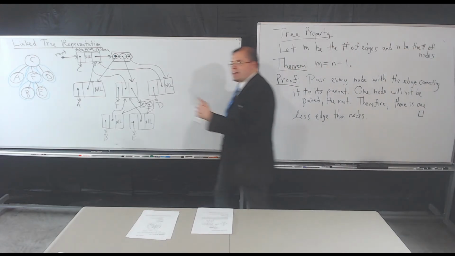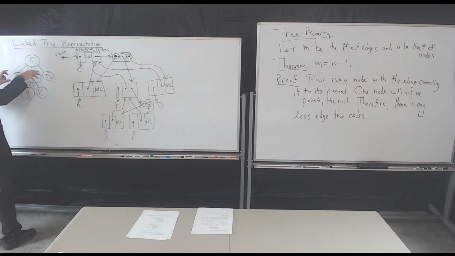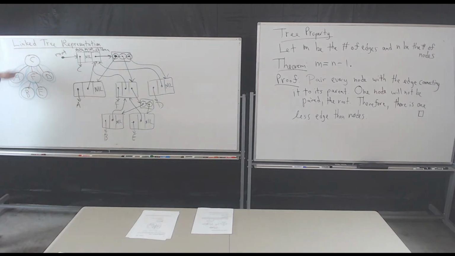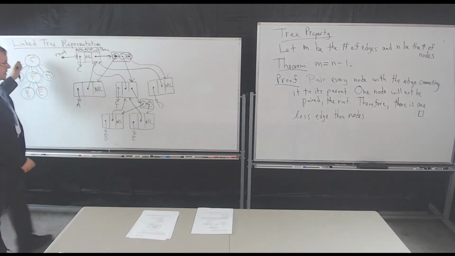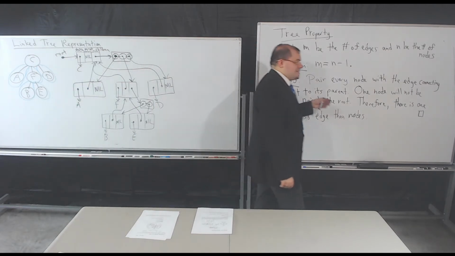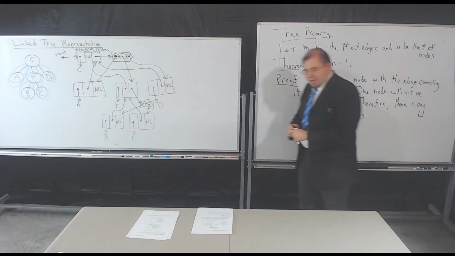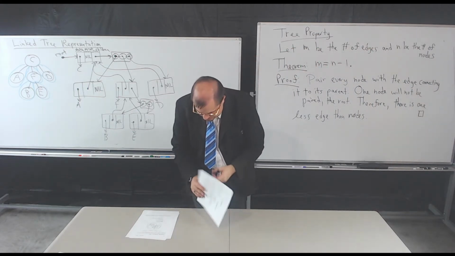So it's one less edge than nodes. How do you know? Just think of it like I have a bunch of suckers and I attach them together like this. Which one isn't? It's the root. How many vertices are there? N. How many edges are there? One less than the number of vertices. N minus 1. Okay? It's very nice.